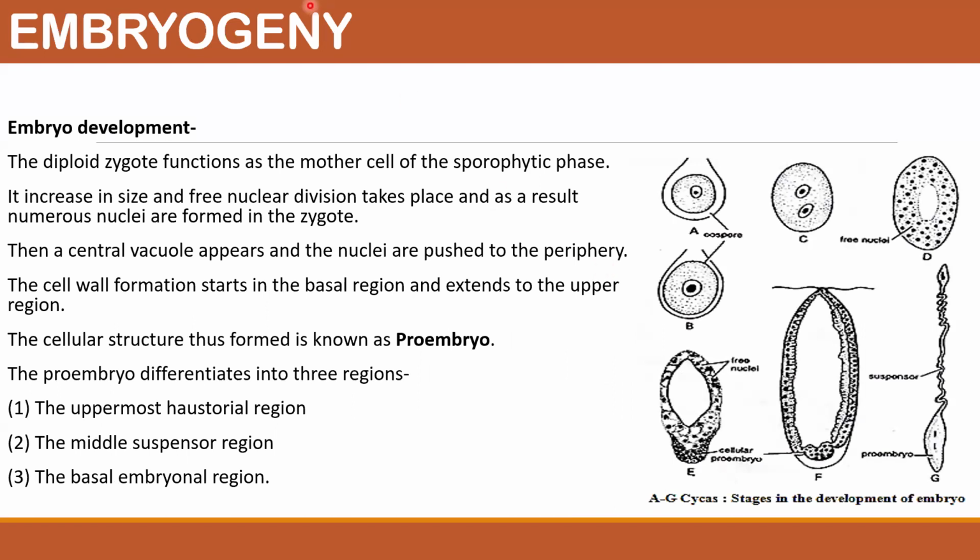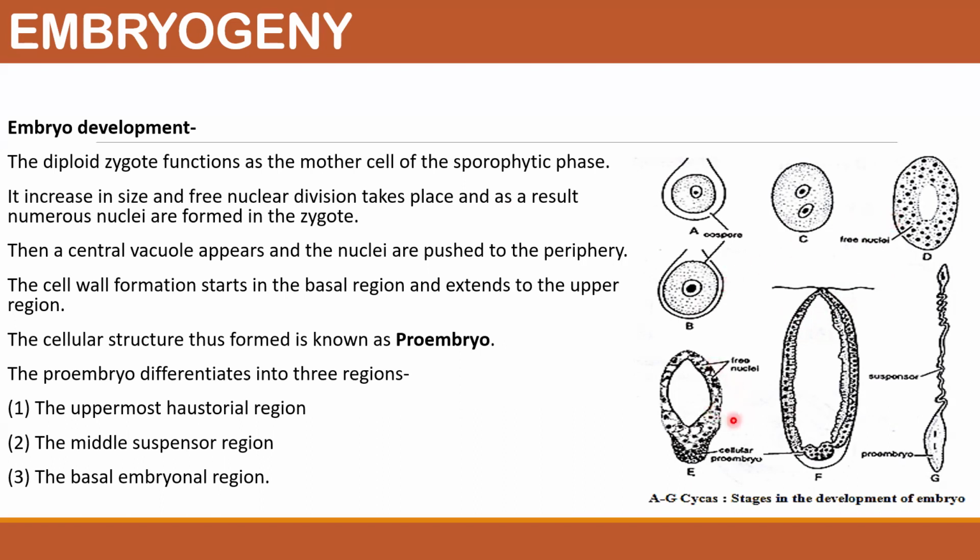After the formation of the zygote, formation of the embryo occurs, where the diploid zygote functions as the mother cell of the sporophytic phase, because after its development, it will form the sporophyte of Cycas. It increases in size and undergoes free nuclear division, as a result of which free nuclei are formed. A central vacuole appears and the nuclei are shifted to the periphery. The cell wall formation starts in the basal region and extends to the upper region.